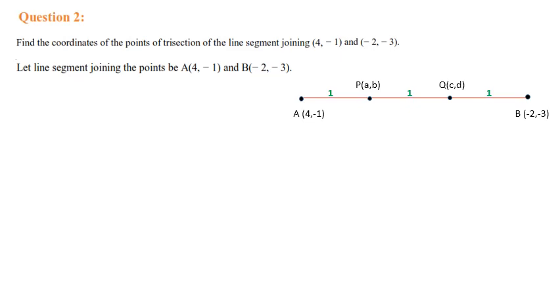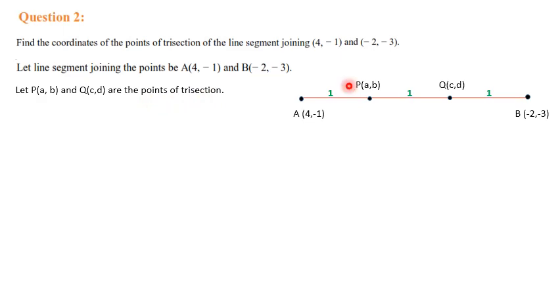Now let us go for the assumptions. Let the line segment joining the points be A (4, -1) and B (-2, -3). So here simply the points are given. I have assumed the first point as A and the second point as B. And P and Q are the points of trisection.